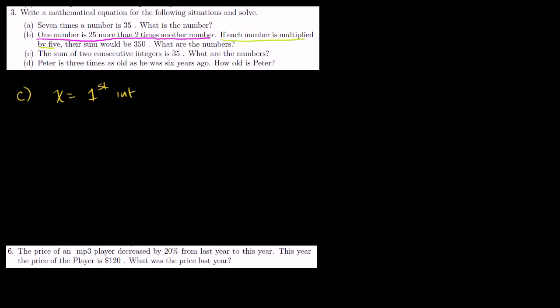Then what's the second integer going to be? Well, the second integer is just going to be one more than that. They're consecutive, one after another. So x plus 1 is equal to the second integer. And they're saying the sum of both of these numbers is 35. So x plus the number that comes right after, x plus 1, is equal to 35. Add these together, you get 2x plus 1 is equal to 35.